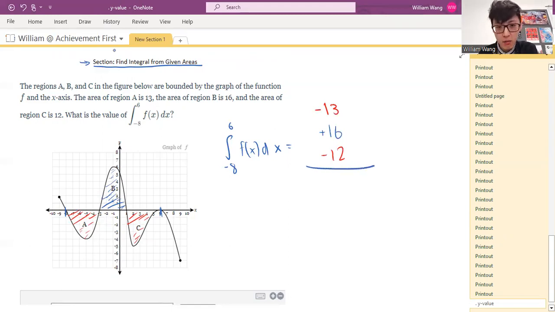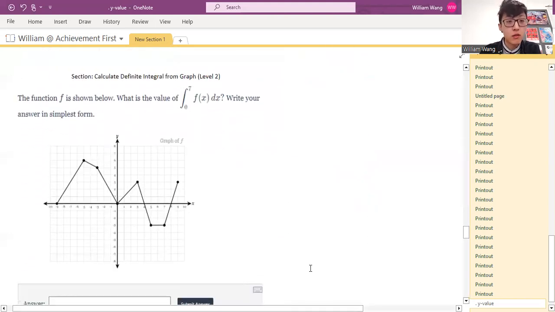And if I add them up, it's -25 plus 16. So my end answer should be -9. All right. So that is how you would solve this first section, the problems. Cool. Should be pretty straightforward. Cool. Now let's move on to the second section where I'm going to do one of these problems.